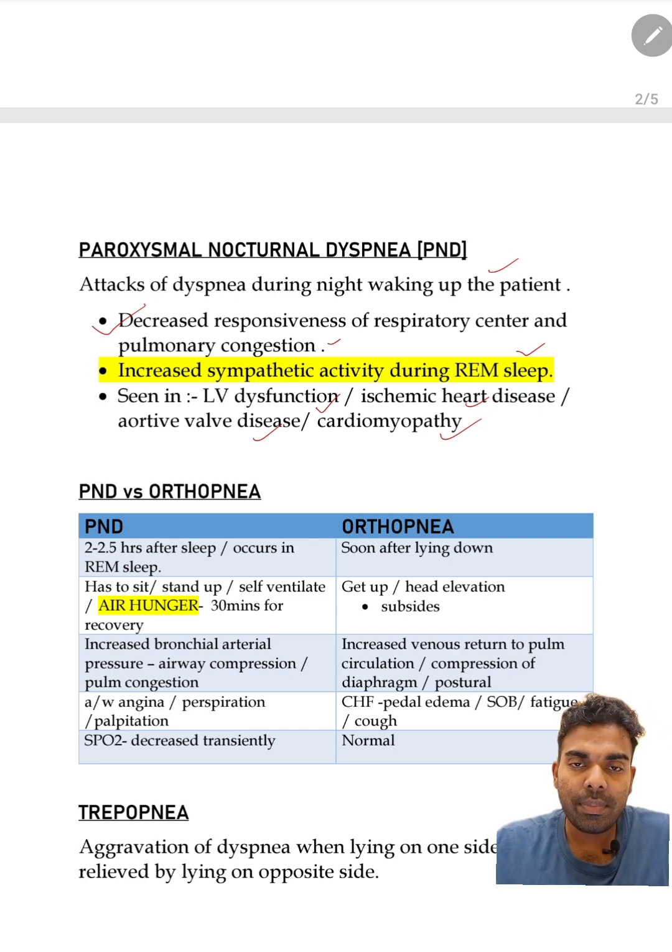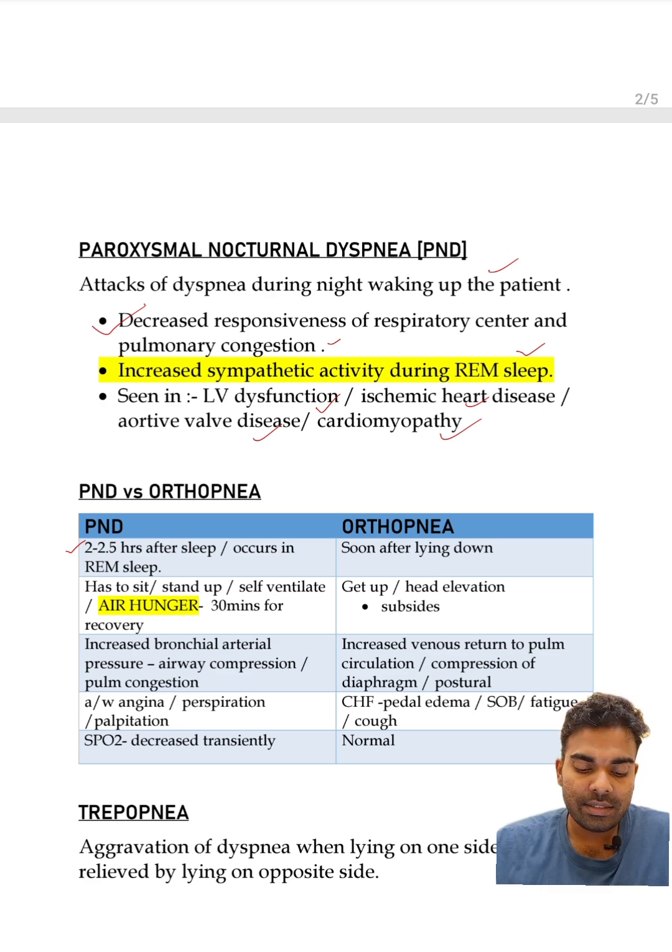How can we differentiate PND from orthopnea? See, PND actually occurs around 2 to 2.5 hours after sleep. That means it occurs during REM sleep. So when this episode occurs, the person who has PND has to sit up or stand up and try to get more air, and this is called air hunger.